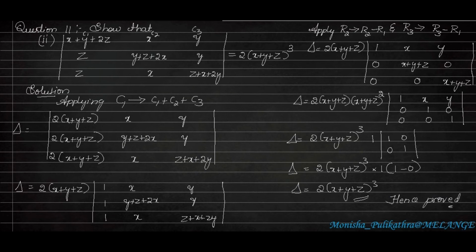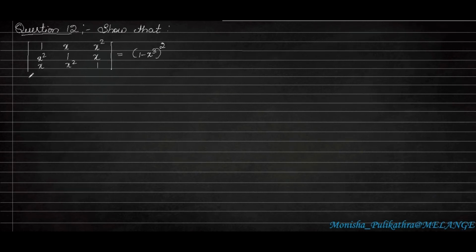So I hope you understood this. Let us move on to the 12th question. The 12th question is also a show that problem. We have to simplify the determinant to make it as this one. So the question is the determinant with rows 1, x, x square; 1, x, x square; and 1.